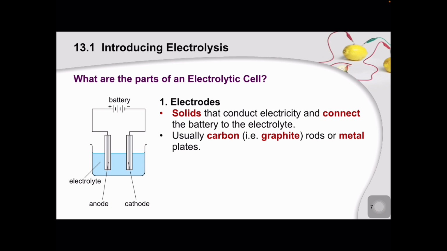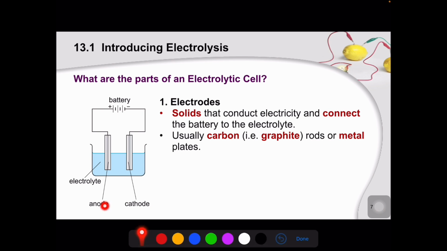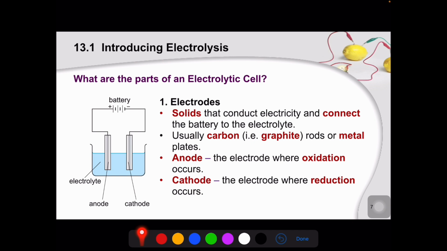But now you'll be introduced to two very unique words that it will be the first time most of you are saying. One is what we call an anode, and one is what we call a cathode. Anode and cathode refer to the different solids you see over here. Anode refers to the electrode where oxidation occurs, whereas cathode refers to the electrode where reduction occurs.